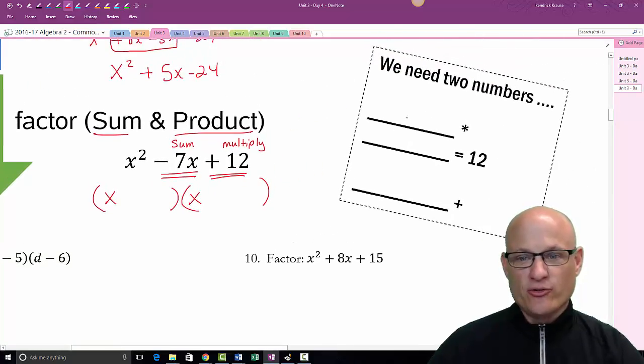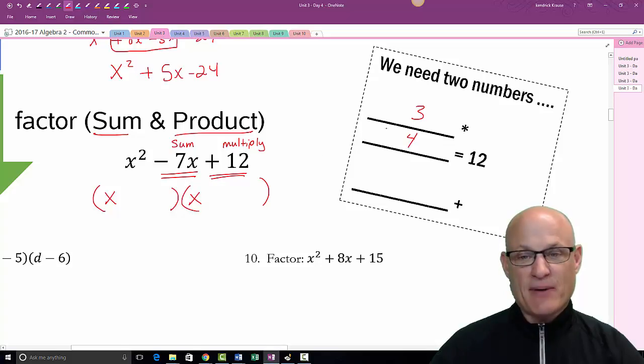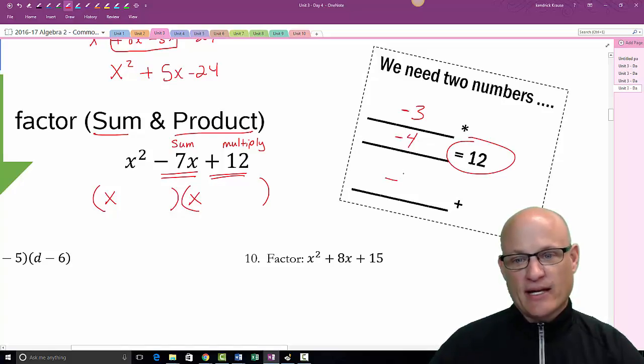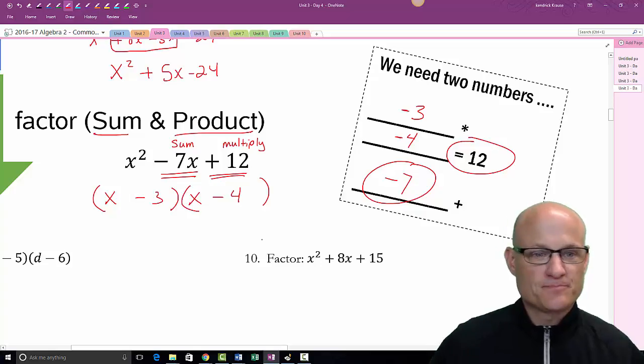So I could choose 3 and 4. Those multiply to 12, but when I add them up, they give me positive 7. I want negative 7. So when I multiply negative 4 times negative 3, I get positive 12. And when I add them, I get negative 7. So I want negative 3 and negative 4.